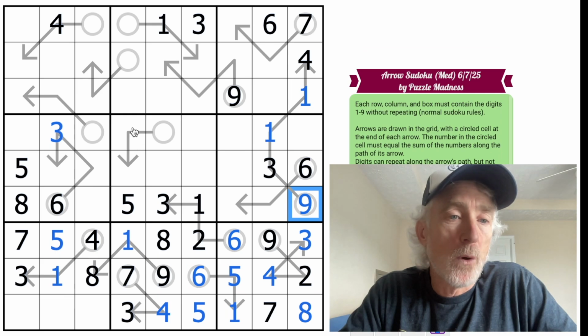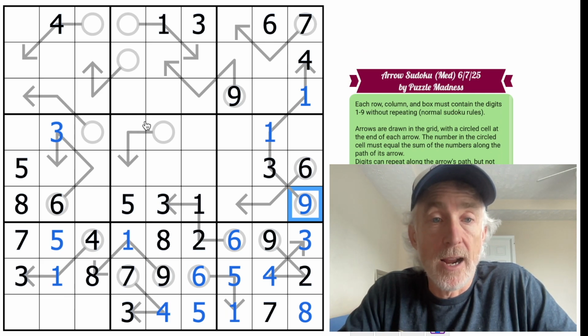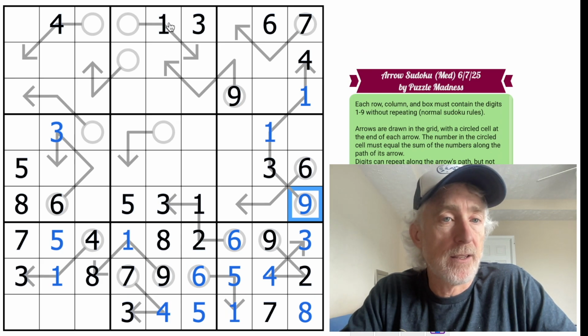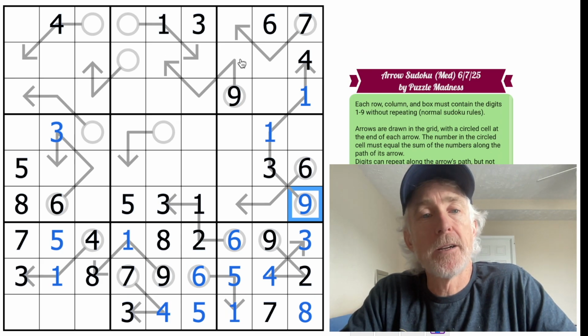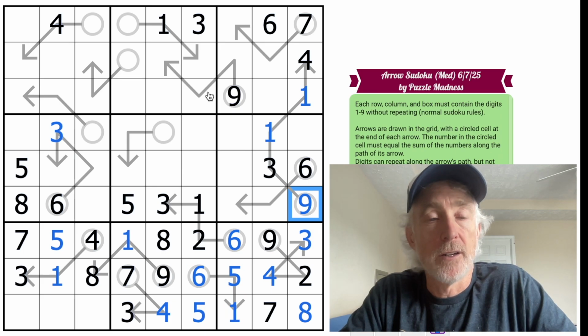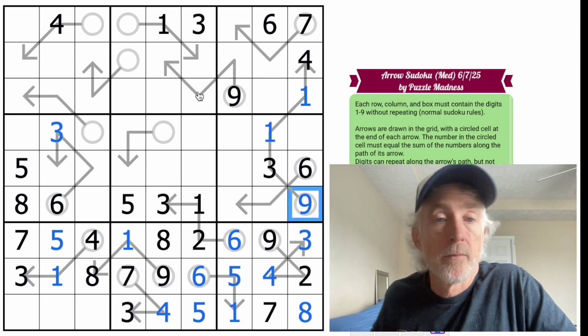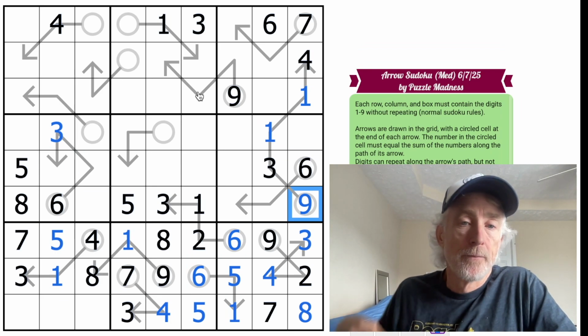Now you will see numbers repeated on a 3-cell arrow that leaves the box, like for example this 9 right here. Let's forget this 1 for a second. You could have a 1 here and a 1 here on the same arrow because they're not in the same row or column. So you could have that.